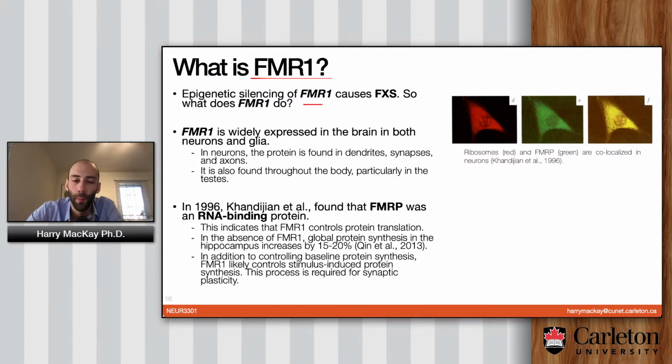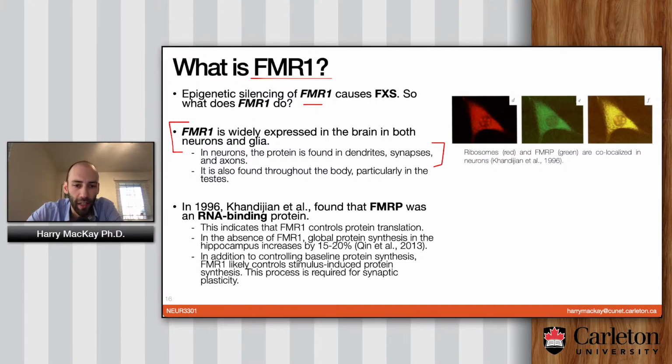What does it do? Well, FMR1 is widely expressed in the brain. It's seen in both neurons and glia, so its expression is not limited to one cell type. In neurons, the protein is found in the dendrites and the synapses and the axons, so sort of the processes of the cell, but it's also found in the cell body. It's found basically everywhere in the neurons.